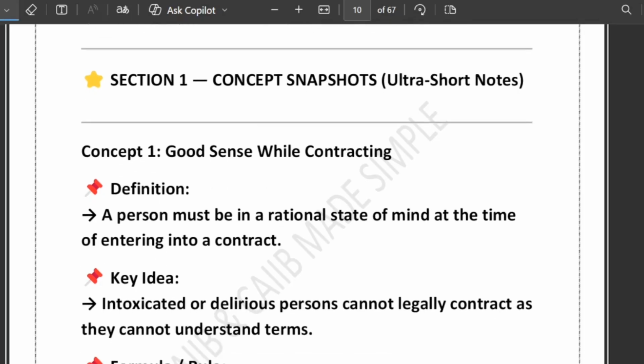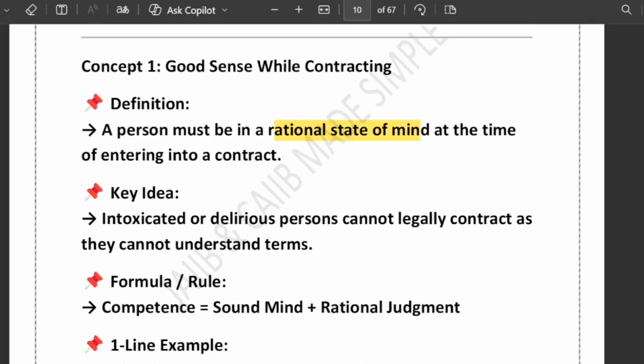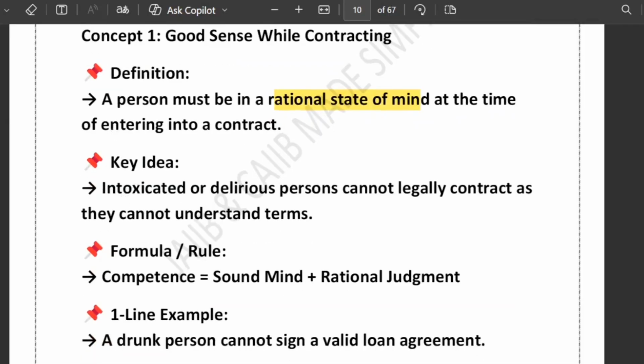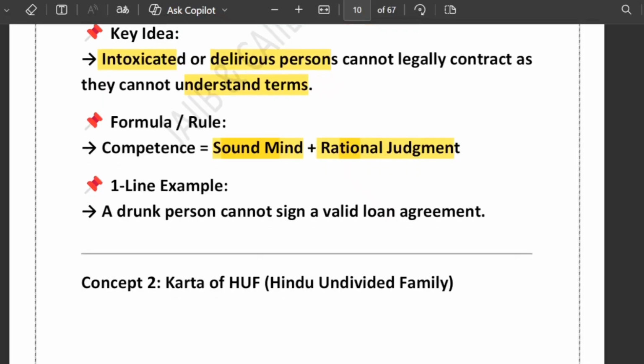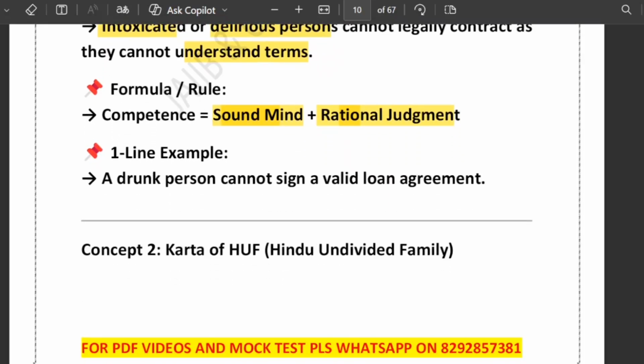Good sense while contracting. A person must be in a rational state of mind while entering into a contract. So the key point is rational state of mind. Very, very important. The key idea is that an intoxicated or delirious person cannot legally contract. Why? Because they cannot understand the terms. So the rule is very simple. Competency includes sound mind plus rational judgment. When sound mind is combined with rational judgment, obviously it means competency. So that's the formula. For example, a drunk person cannot sign a valid loan agreement. Obviously, you know it very well.